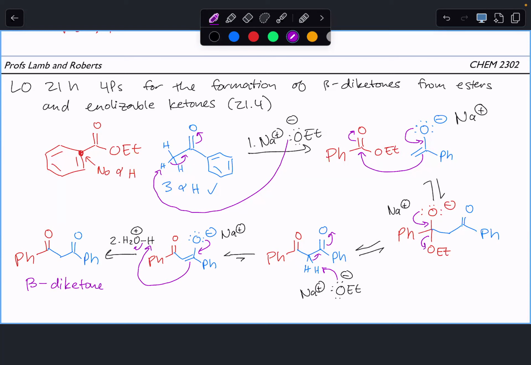Because again, in relation to one of the ketones, the other ketone is in the beta position. So that's why it's called a beta-diketone. Okay, hopefully that looks very similar. It's very, very similar. It's just a ketone instead of an ester as your nucleophile.